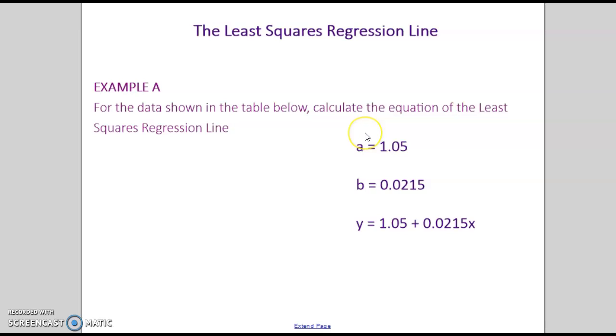You might also see on your calculator your R value, your PMCC value. I've got that as 0.521, but I don't need that for this question. I just need my values for A and B.